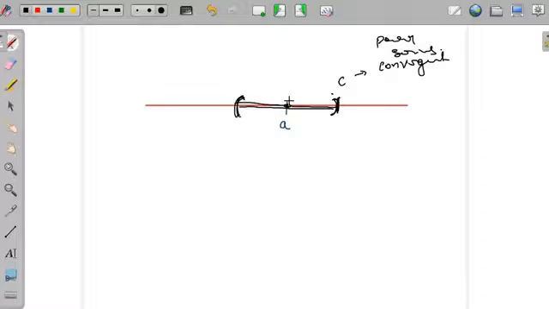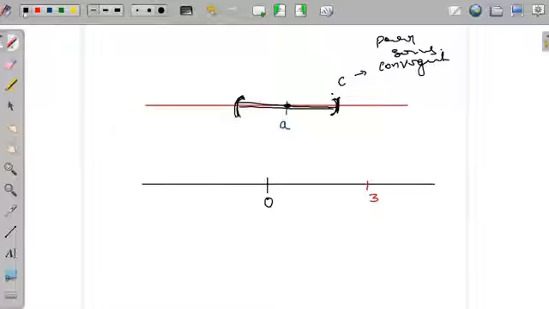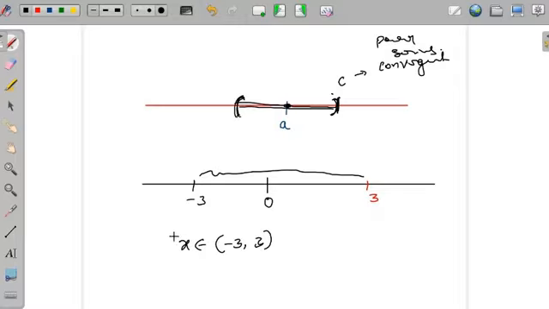Okay. So you take the center, for example, for the time being, I'm taking the center to be 0. If you know that the power series is convergent at, let's say, 3, then definitely for all x which belongs to negative 3 comma 3, the power series is going to be convergent.